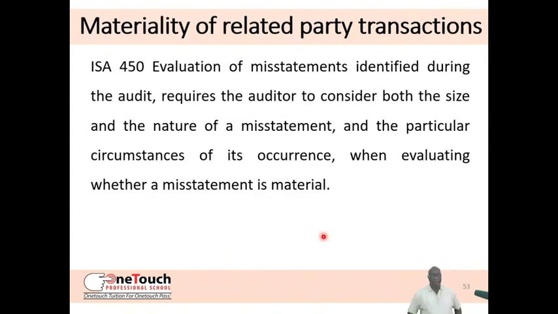Now, materiality of related party transactions. Materiality. How? ISA 450, evaluation of misstatements identified during the audit, requires the auditor to consider both the size and the nature. The size and the nature of what?